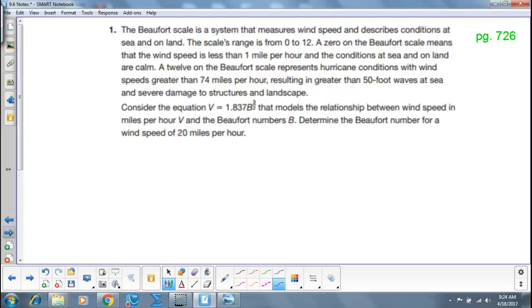This is somewhere in there. Next page, number 1. Read, interpret, and solve.